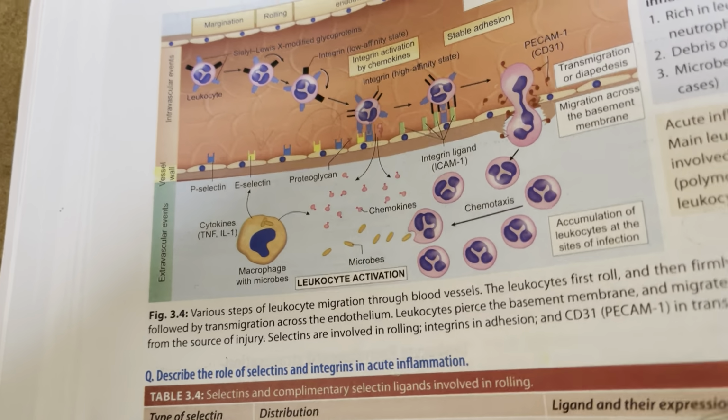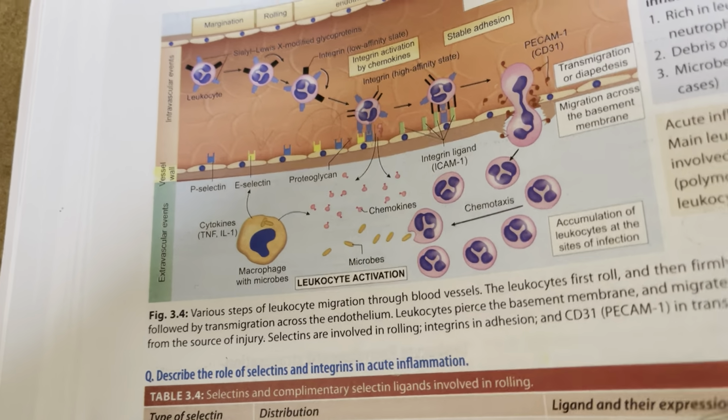Next, once it adheres, then it can transmigrate, right? So there is transmigration or diapedesis. Leukocytes migrate through the vessel wall by squeezing through the intercellular junctions between the endothelial cells. The molecule involved is PECAM-1. It is a member of the immunoglobulin superfamily called CD31 or PECAM-1, platelet endothelial cell adhesion molecule. Leukocytes penetrate the basement membrane by secreting collagenases.